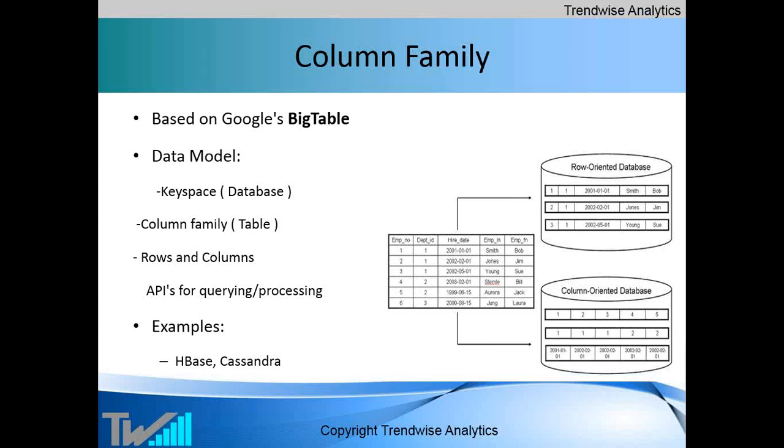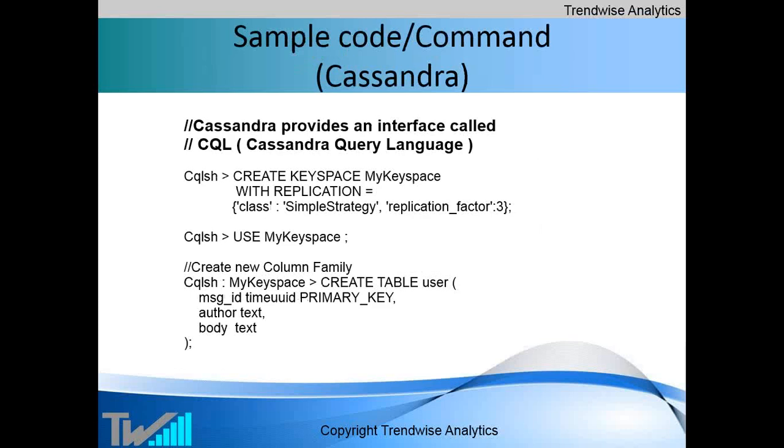And again, there are APIs provided for querying and processing this information, this data. And some of the common examples of column family are HBase and Cassandra. Cassandra is very popular. So let's take a look at how the data is stored and what are some of the commands and sample code. So we are taking Cassandra as an example of a column database, and pretty much other column databases will be in a similar way.